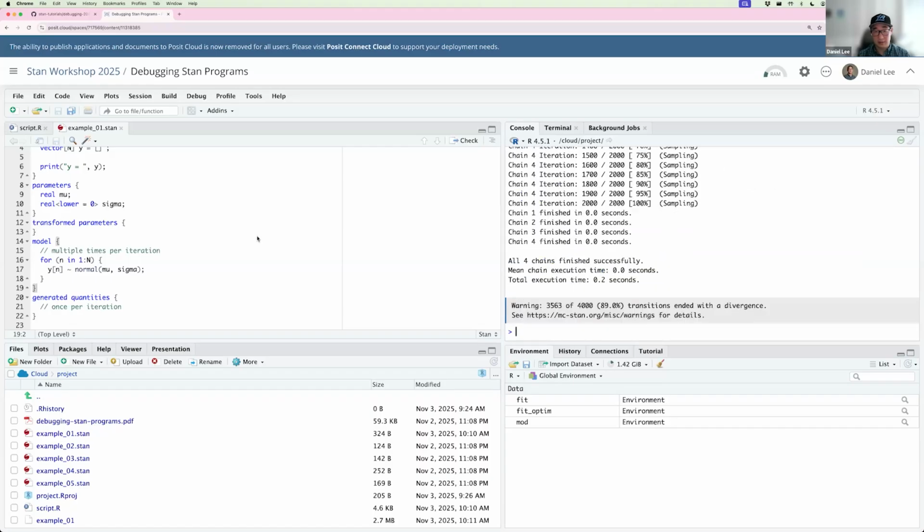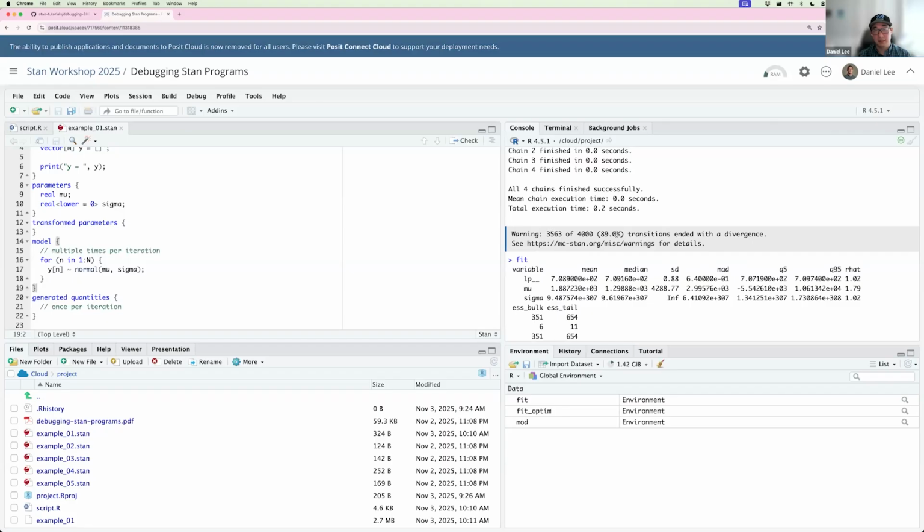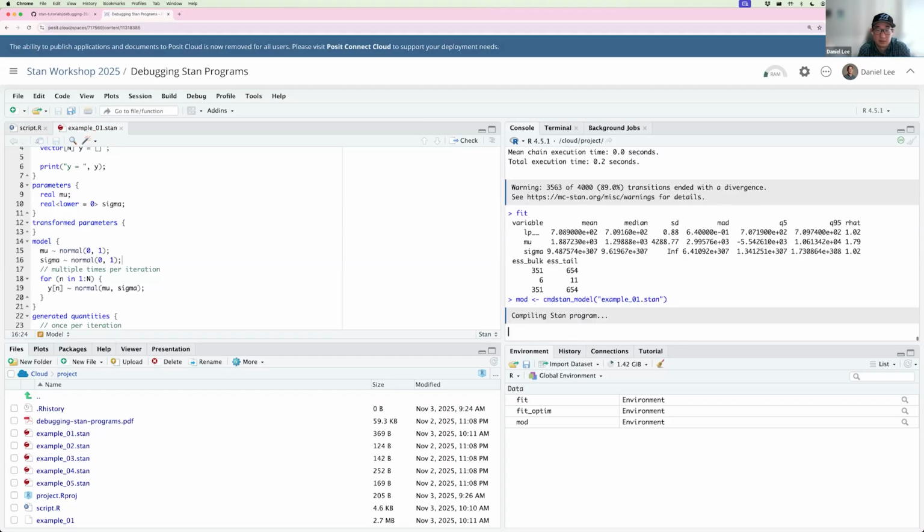If you do this, what's fit going to do? Mu seems to run forever. Sigma's pretty large, 10 e to the 300 is not good. You're going to see that a lot of transitions ended in a divergence. It just doesn't know where mu and sigma should be, right? So if you did something like that, you solve this problem. It just goes away.